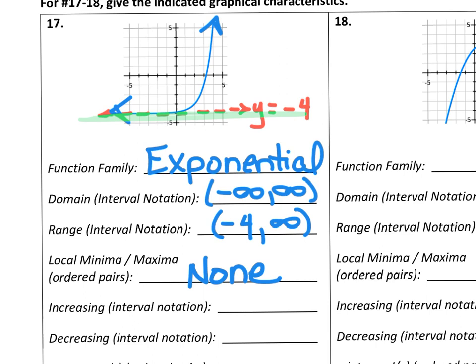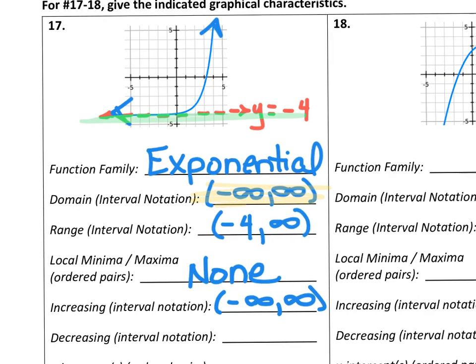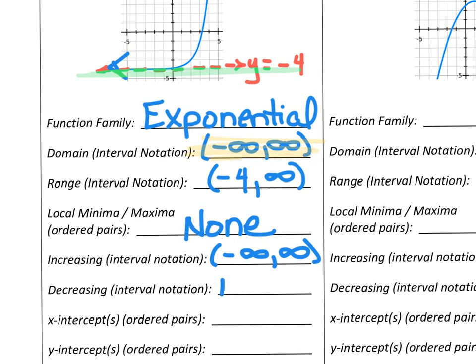So what we're going to do is look at the domain, all real numbers, and say that if the graph is increasing over the entire domain, then the increasing interval is the same as the domain, so -infinity to +infinity. And if the graph is increasing everywhere, then it is decreasing nowhere, so there is no interval of decrease.